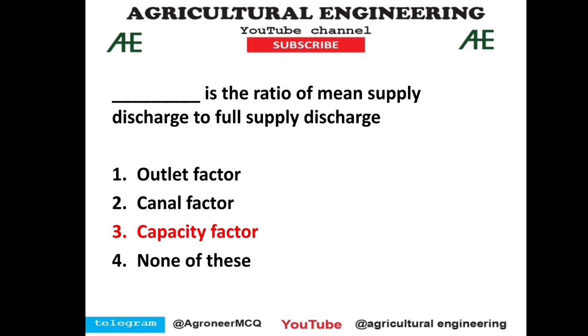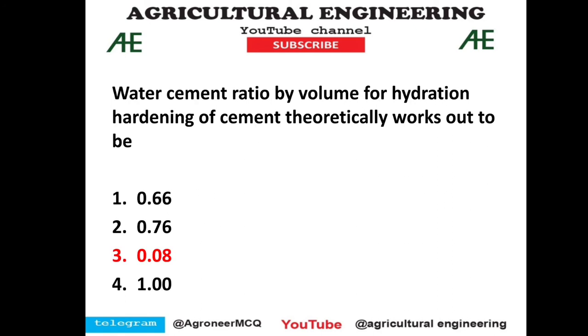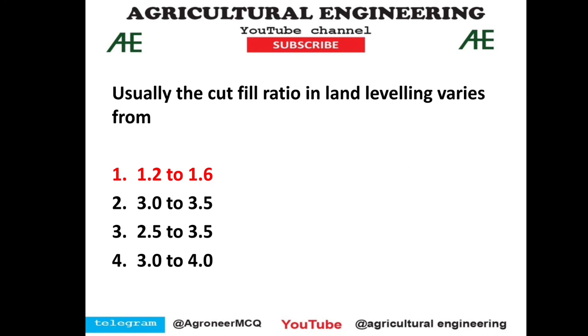Capillary factor is the ratio of mean supply discharge to full supply discharge. The Kutter's equation is best suited in designing the canal based on Kennedy's theory. Water cement ratio by volume for hydration hardening of cement theoretically works out to be 0.08. Usually, the cut fill ratio in land leveling varies from 1.2 to 1.6.